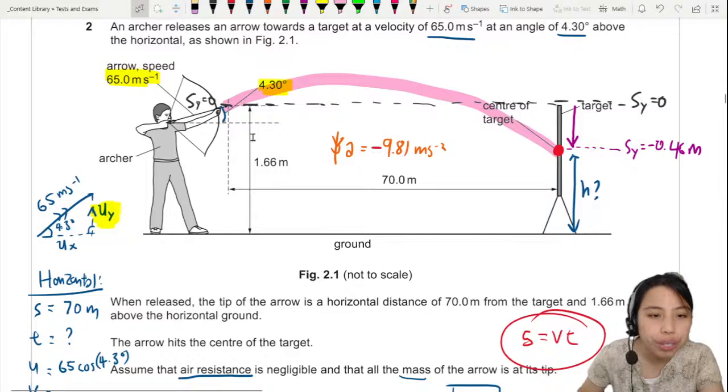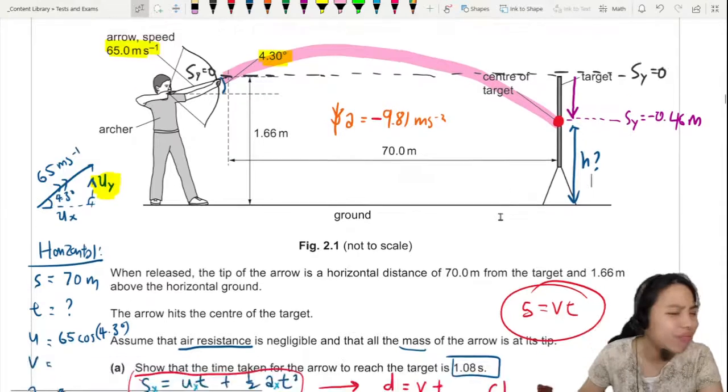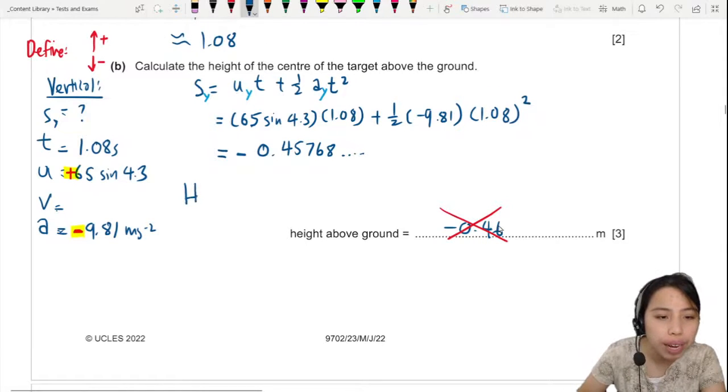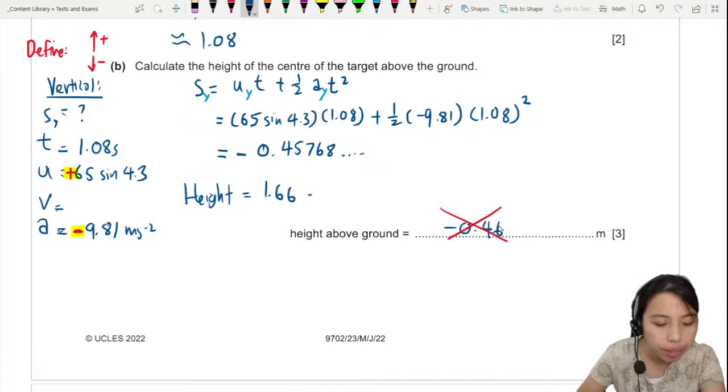So we know this whole height is 1.66. We know that the arrow falls below by 0.46. So we can just do 1.66 minus 0.46 to get the height. Tricky Cambridge, why do you do this? Okay, let's go. To find the height above ground, we take 1.66 minus 0.46.